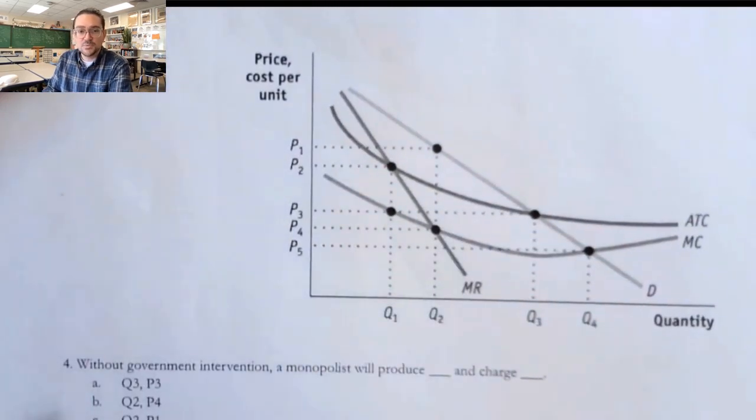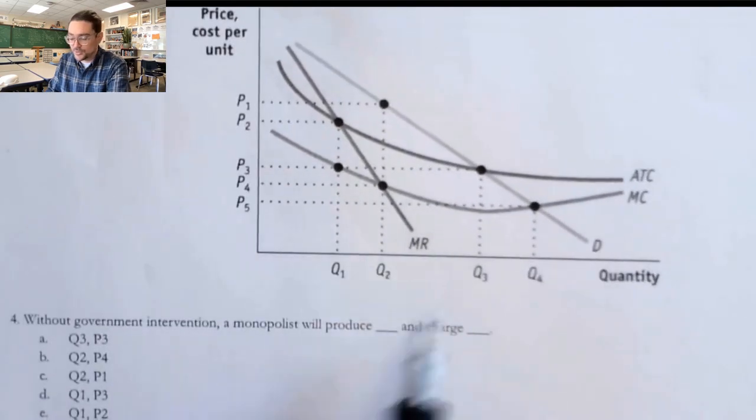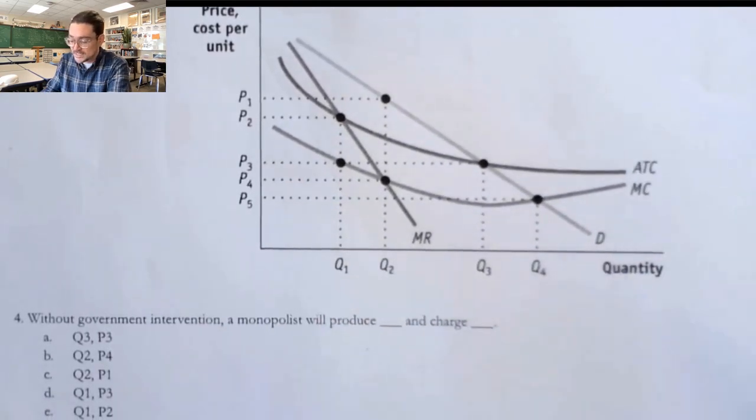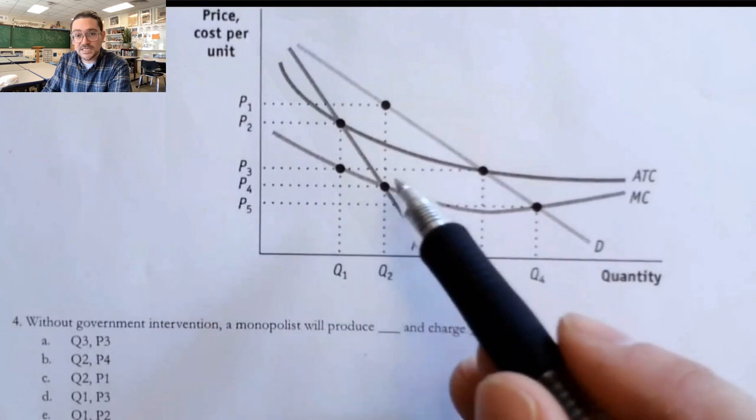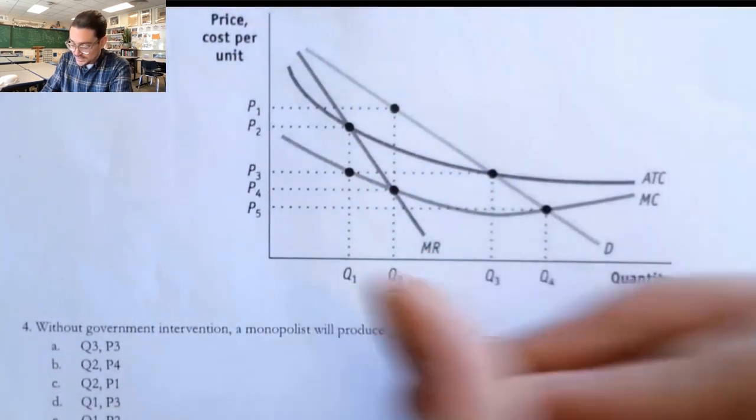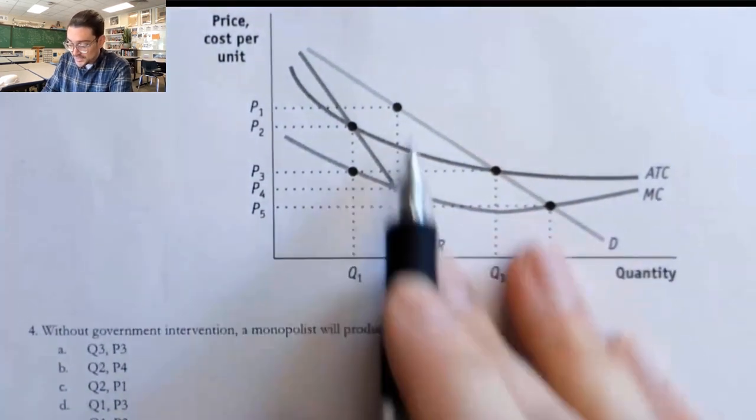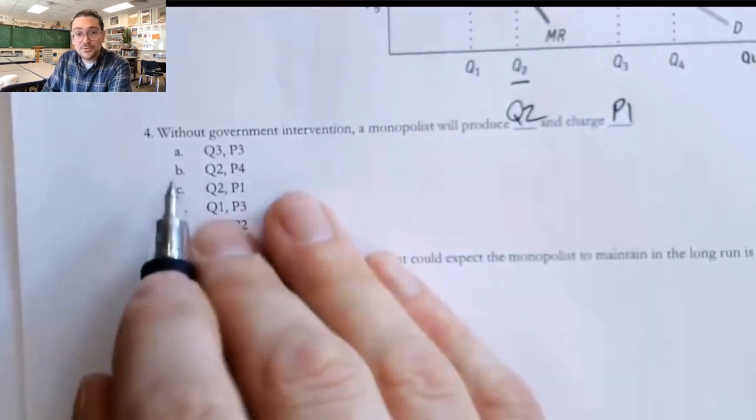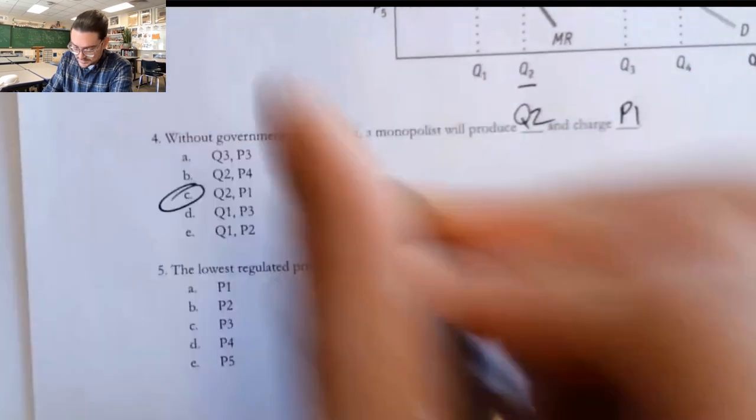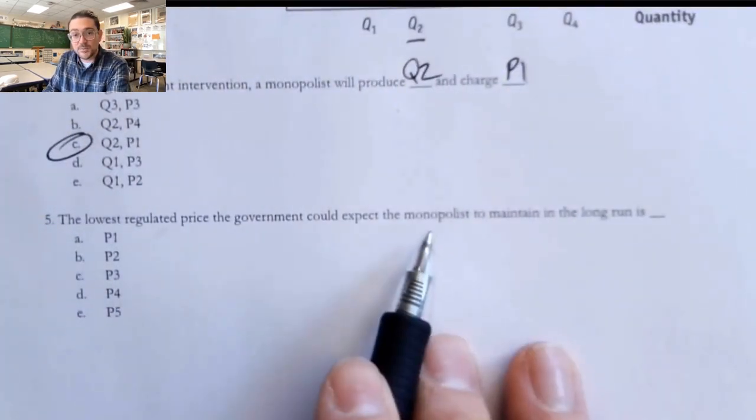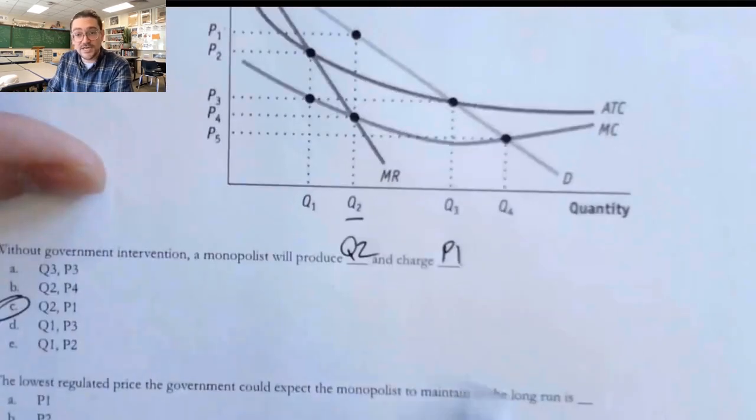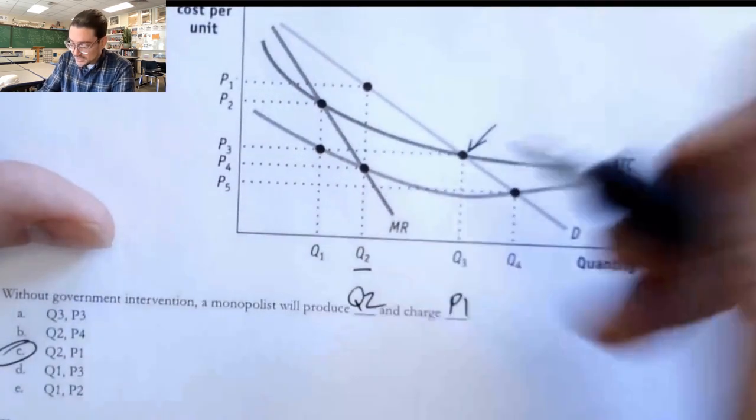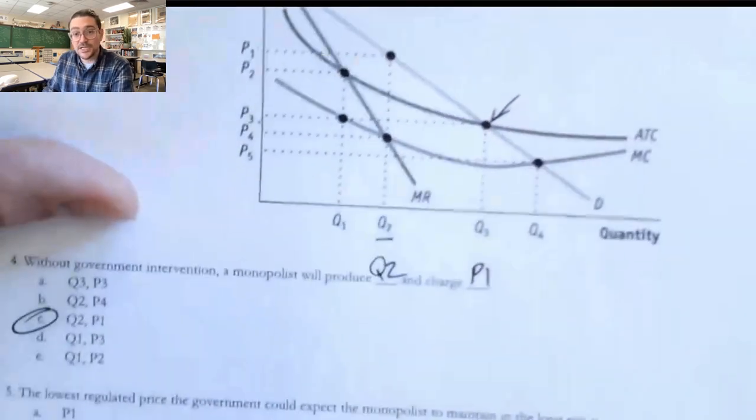This last one here says, without government intervention, a monopolist will produce how many units and charge what price? Well, they produce where MR equals MC. So we know they're going to produce Q2. And then the price is up on the demand curve. So they charge P1. And so Q2, P1 is C. The lowest regulated price the government could expect the monopolist to maintain, well, that's the break-even. And so that occurs here. And that price is P3. So I look here and I go, that's also answer C.